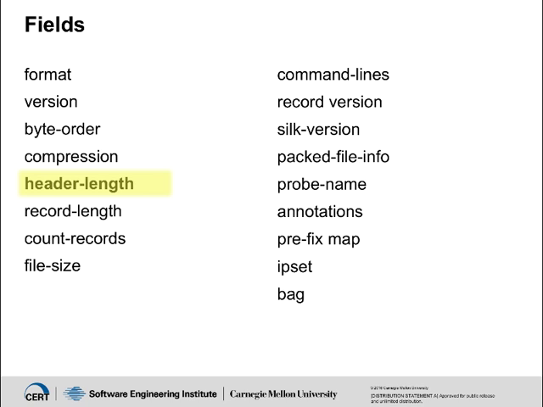Header length is the length of the header section of the file in bytes. Record length is the length of an individual record in the data section, or the value 1 if the data section cannot be described in terms of records, such as IP sets, bags, or prefix maps. Count records is the number of records in the file. File size is the size of the file on disk.